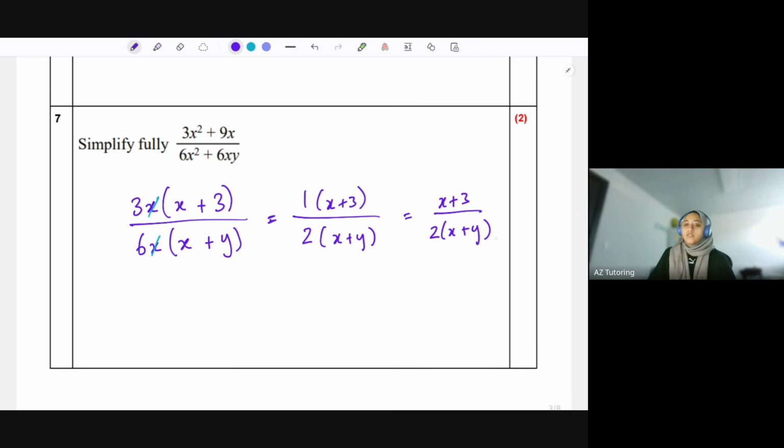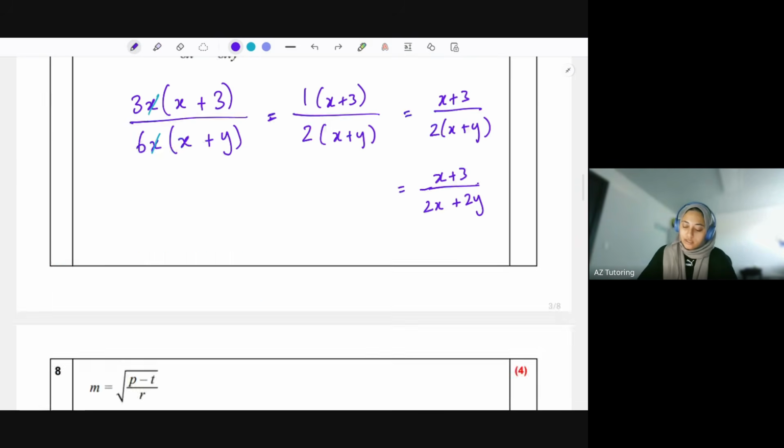So you would get the marks for that, but you can also write it as x plus 3 over 2 times x, which is 2x, plus 2 times y, which is 2y. So you can write this, or you can write this. You'll get the same marks, but you just need to know that you can't simplify that anymore. That's the most it can be simplified. Okay, so that's a nice 2 marker. Let's move on.